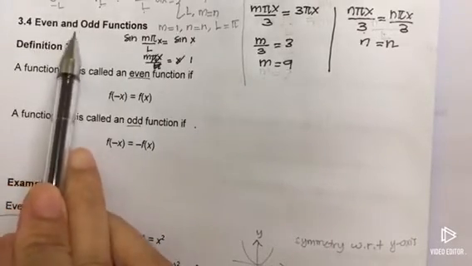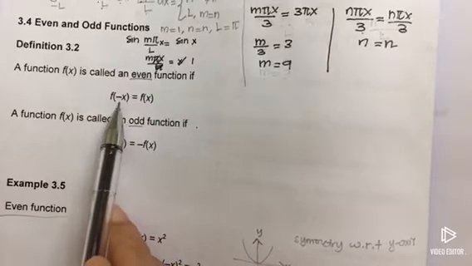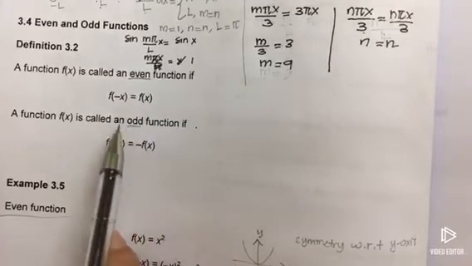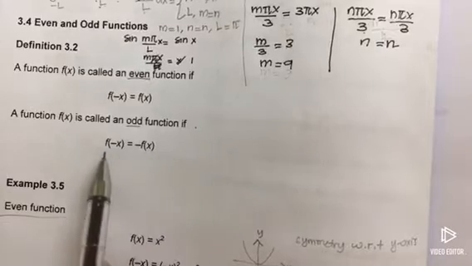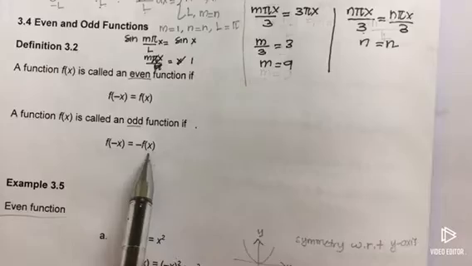3.4 Even and odd function. Even function if f of negative x equal to f of x. Odd function if f of negative x equal to negative f of x.